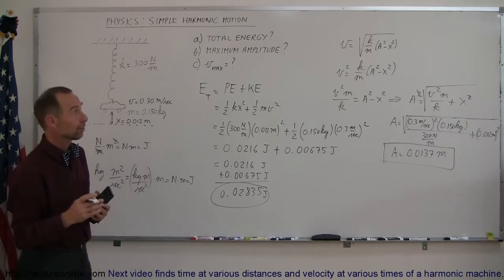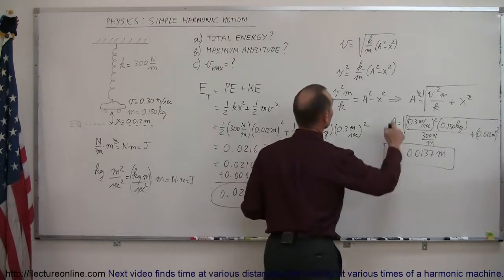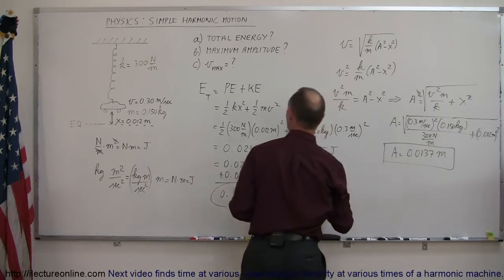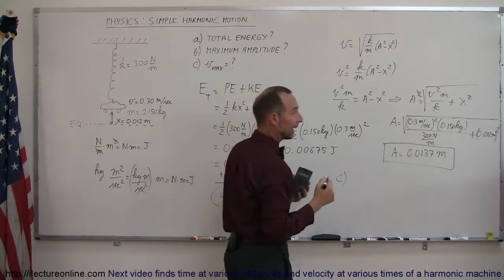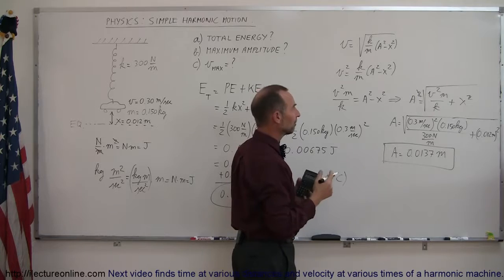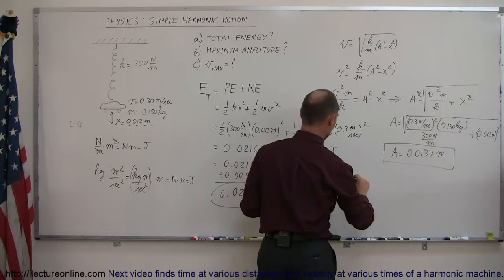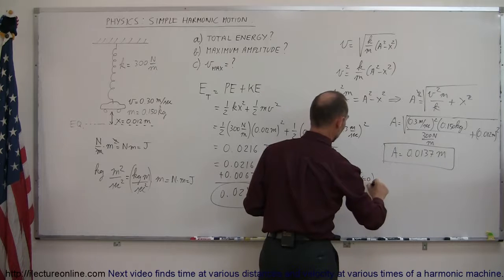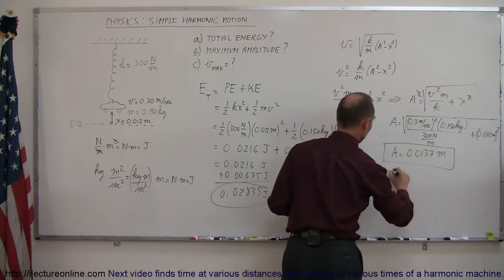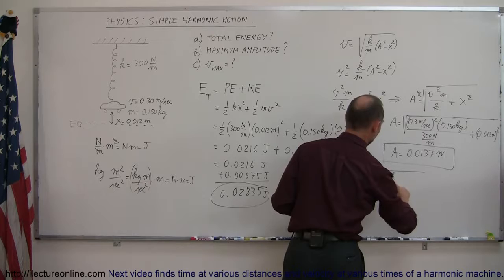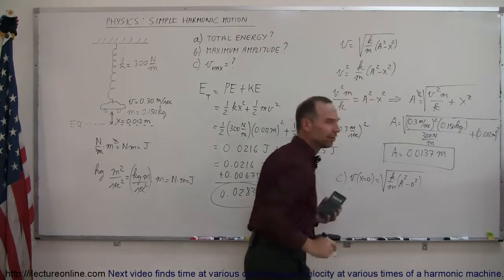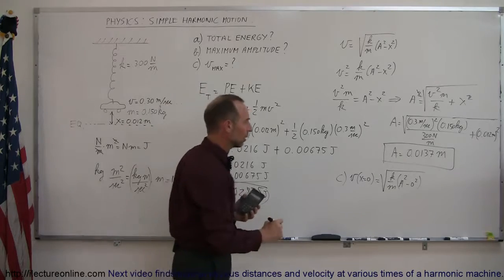Well, now that we have the maximum amplitude, we can then plug this back into over here and let x equal 0. Because for part C, the velocity max will occur when x is equal to 0, when it's at the equilibrium point. So velocity when x equals 0 is equal to the square root of k over m times a squared minus 0 squared. I'll just plug that in there so you can see.